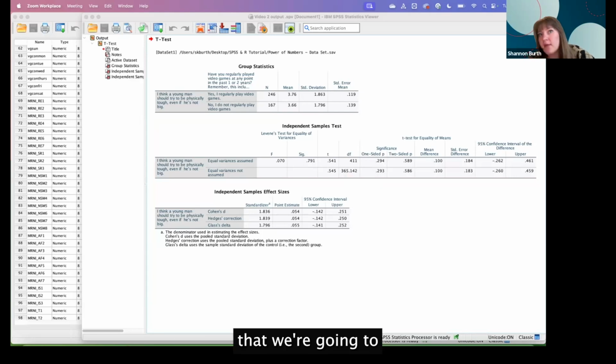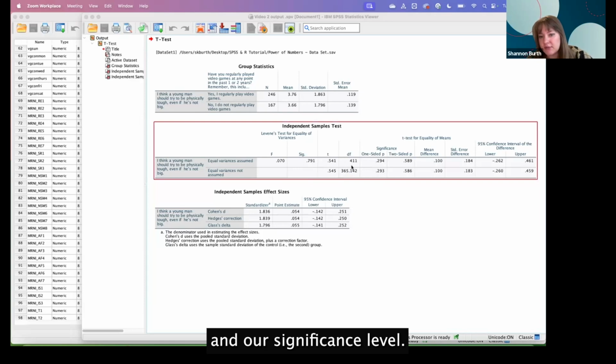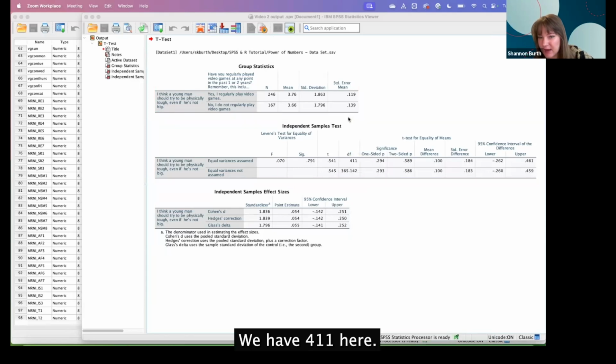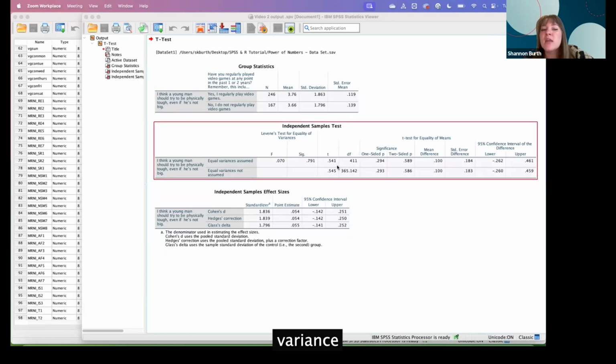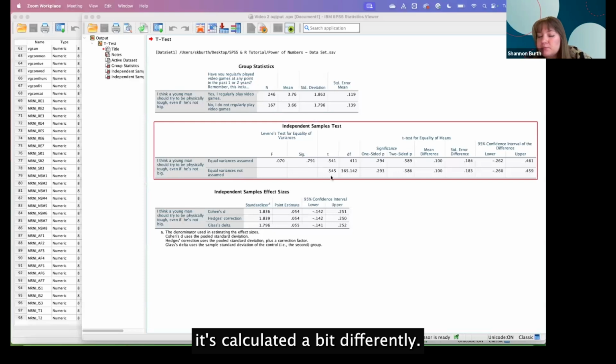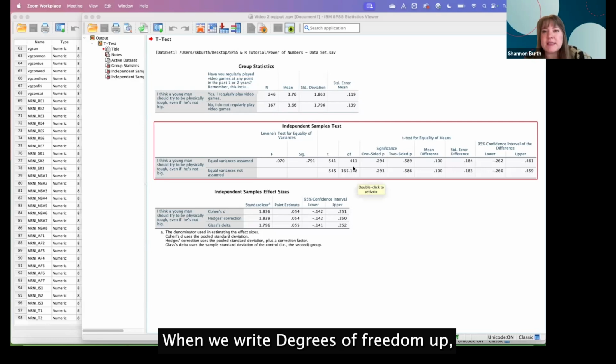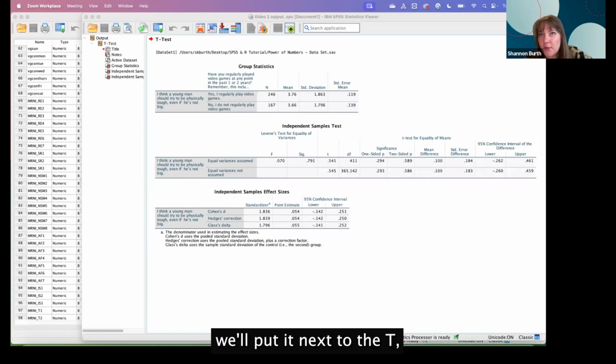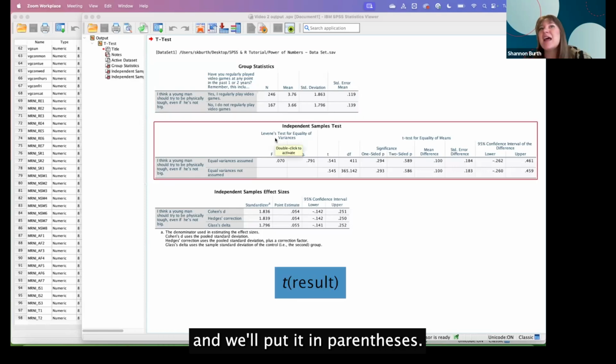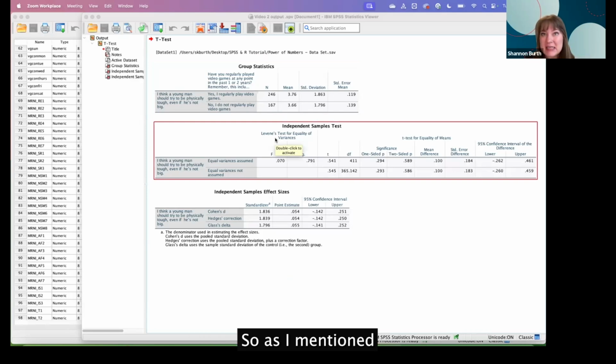To make sense of this output, there are a couple of important pieces we want to look for. The first is the t statistic, the degrees of freedom, and our significance level. This is going to be our p-value. The degrees of freedom in an independent sample t-test is calculated by taking the n, the sample size, and subtracting, and we have 411 here. If we had gone with equal variances not assumed, it's calculated a bit differently, but for today, we'll stick with this top number. When we write degrees of freedom up, we'll put it next to the italicized t statistic, in parentheses.